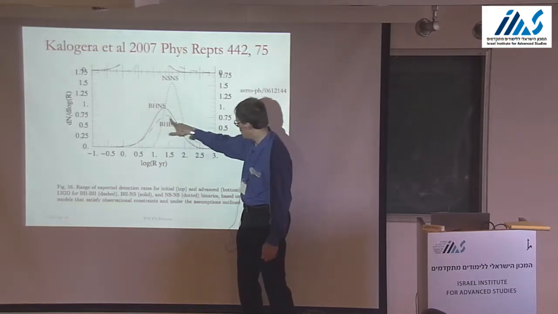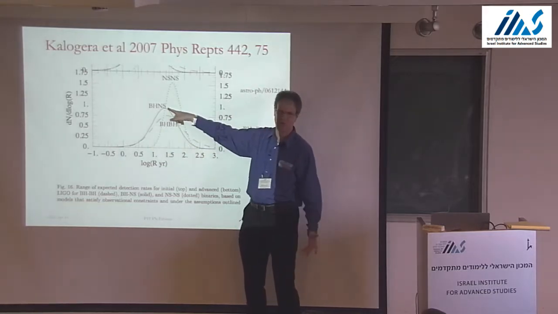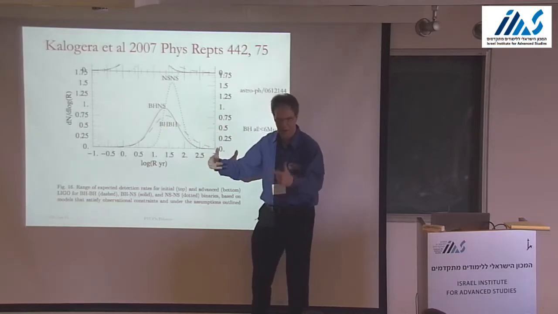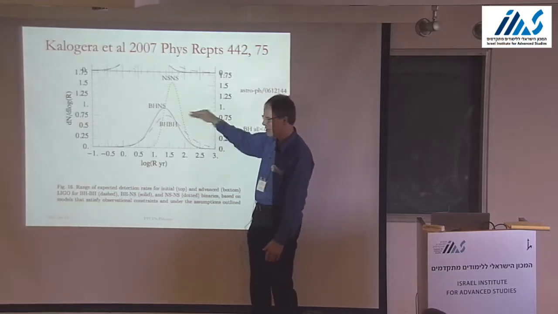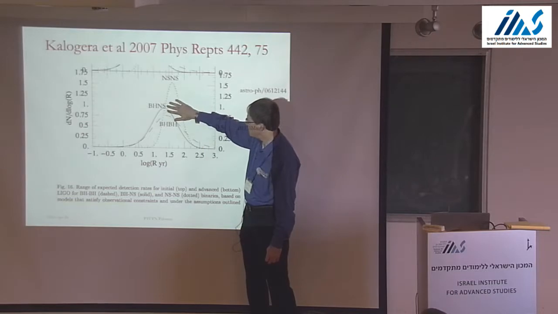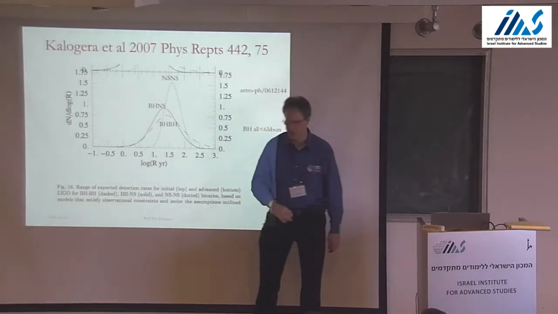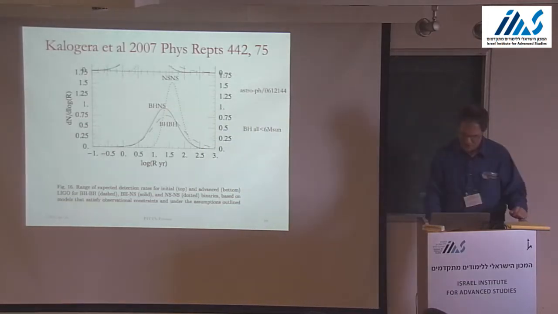Neutron star rate, binary black hole rate, and even the black hole neutron star rate as detected by LIGO. This is not the rate per volume. This is the detection rate for LIGO. LIGO should have seen several black hole neutron stars if they found one double black hole.